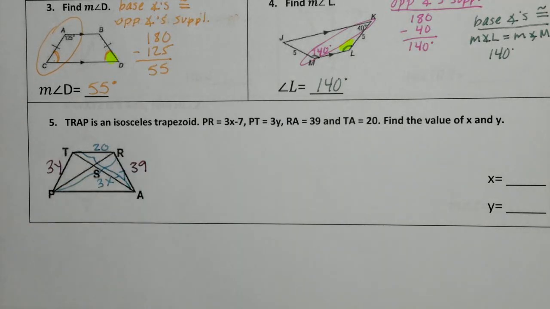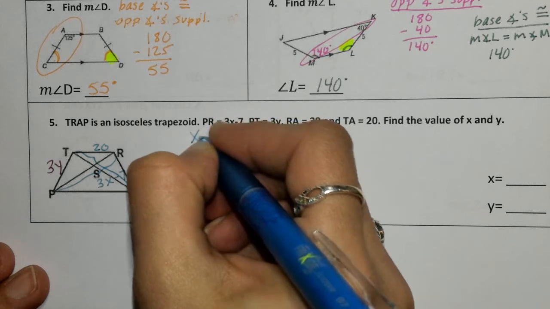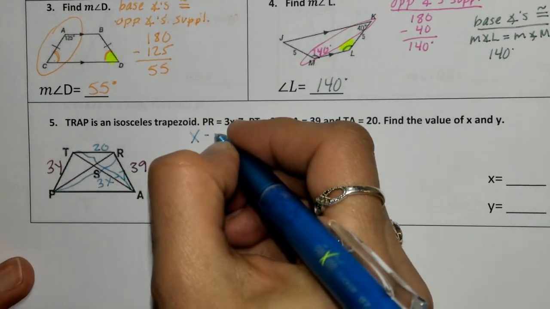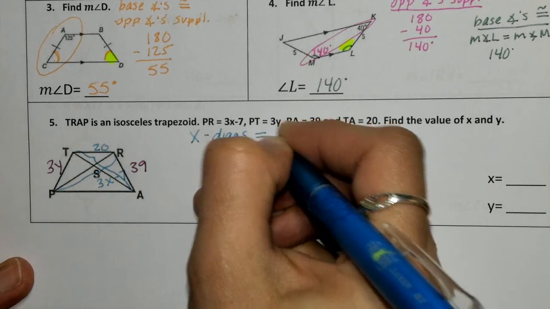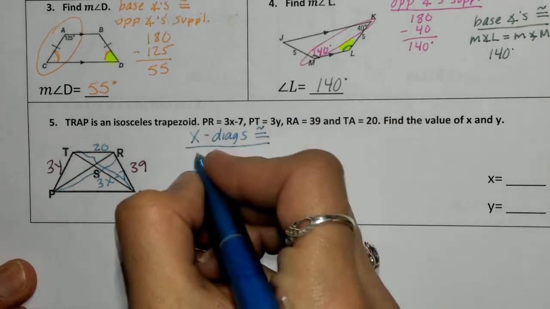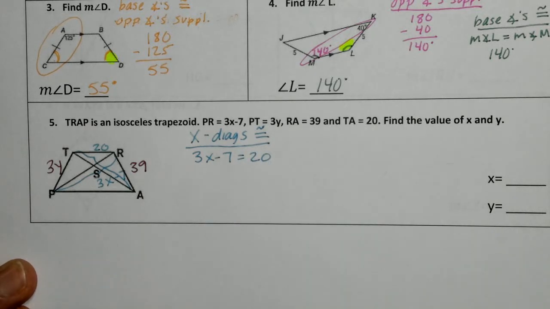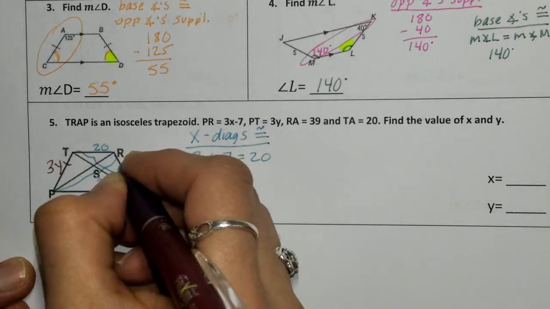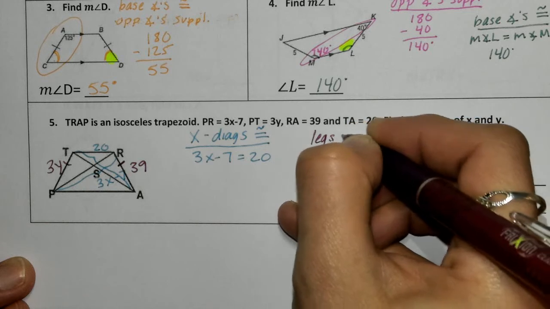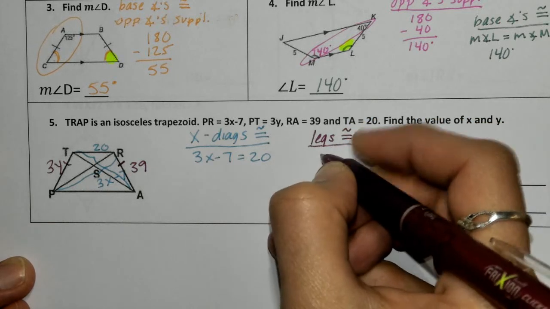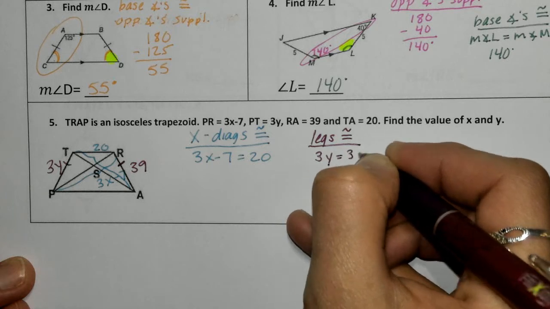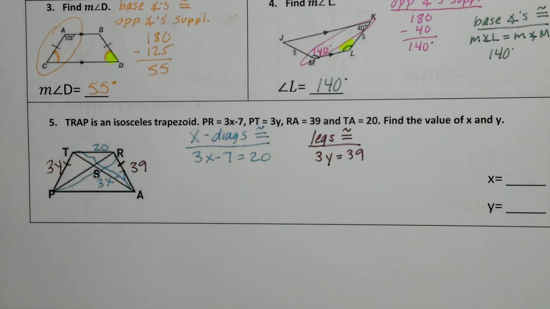So a couple different properties we're using here. To solve for x, we need to remember that our diagonals are congruent. So diags are congruent. So we just set these equal to each other. 3x minus 7 is equal to 20. With our sides here, the legs, we need to remember that they are congruent. So here we have legs are congruent. So we set those equal to each other. 3y equals 39. Please pause this. The answer is about to pop up. Giving you a second to get it paused. All right. And the answer is about to pop up.